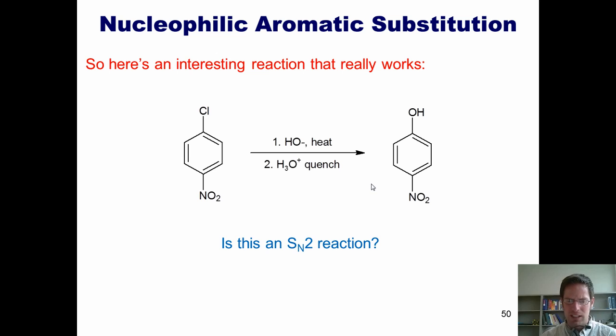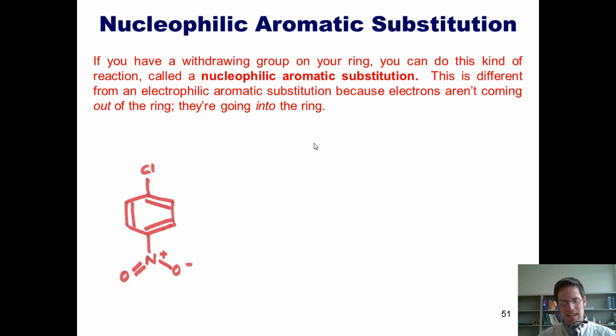Is this an SN2 reaction? No way. You cannot do an SN2 reaction on sp2 hybridized carbon. So what is happening? Well, if you have a withdrawing group on your ring, such as this NO2 right here, as it turns out, you can do this kind of reaction, which is called a nucleophilic aromatic substitution. This is different from an electrophilic aromatic substitution because electrons aren't coming out of the ring to attack an E+. Instead, electrons are going into the ring.